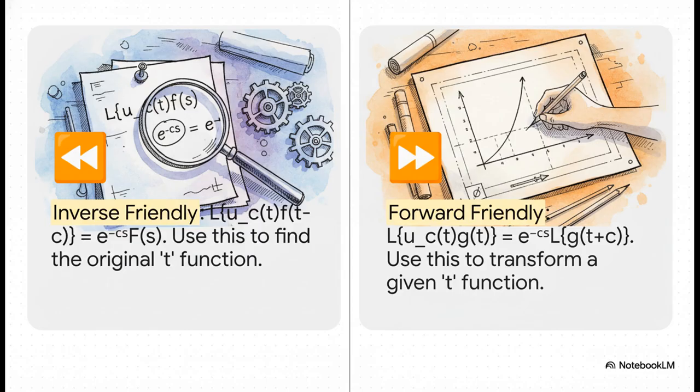Form 1, the inverse-friendly one, that's your go-to when you're working backward. When you see that e to the minus cs term in a problem, this form tells you exactly how to get back to the time domain. Form 2 is for going forward, when you start with a function of time that gets switched on and you need to find its transform.